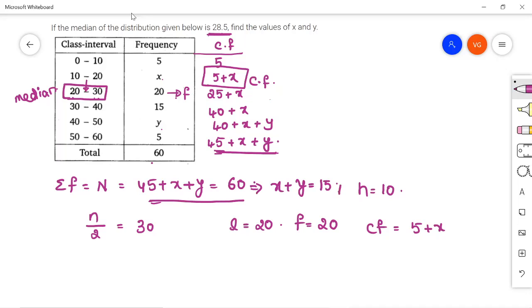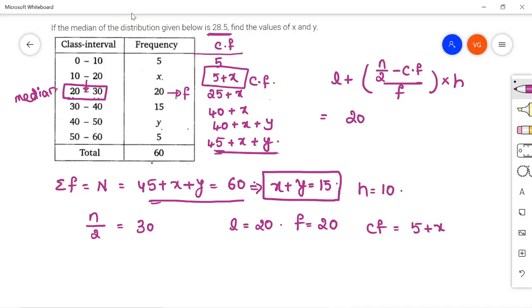One equation you will be getting. From the median formula we will get another equation so that we can solve the two equations. So median is L plus n by 2 minus cumulative frequency, divided by f, into h. So just substitute: 20 plus 30 minus, this is 5 plus x, divided by 20 and multiplied by 10, right? So this is 2 here for us. What is this? The median, no? So the median value here is 28.5.